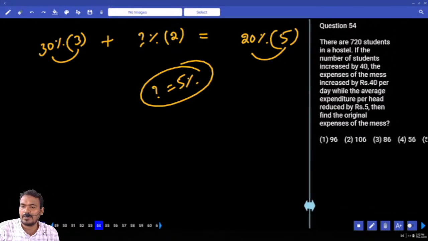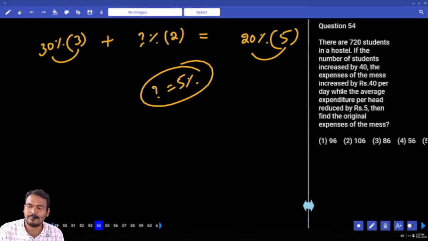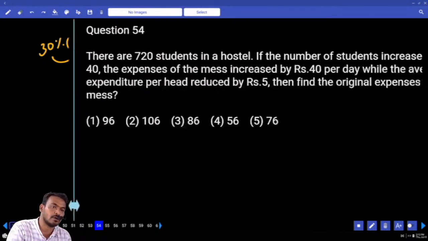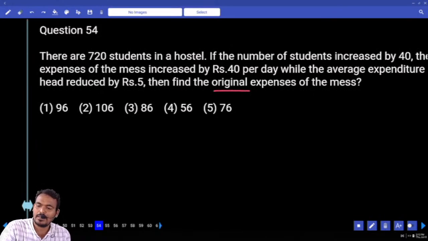Next question number 54. There are 720 students in a hostel. If the number of students is increased by 40, the expenses of the mess increase by 40 per day, while the average expenditure per head is reduced by 5. Find the original expenses of the mess. The question is wrong. Find the original average of the mess. We are required to find the original average of the mess.